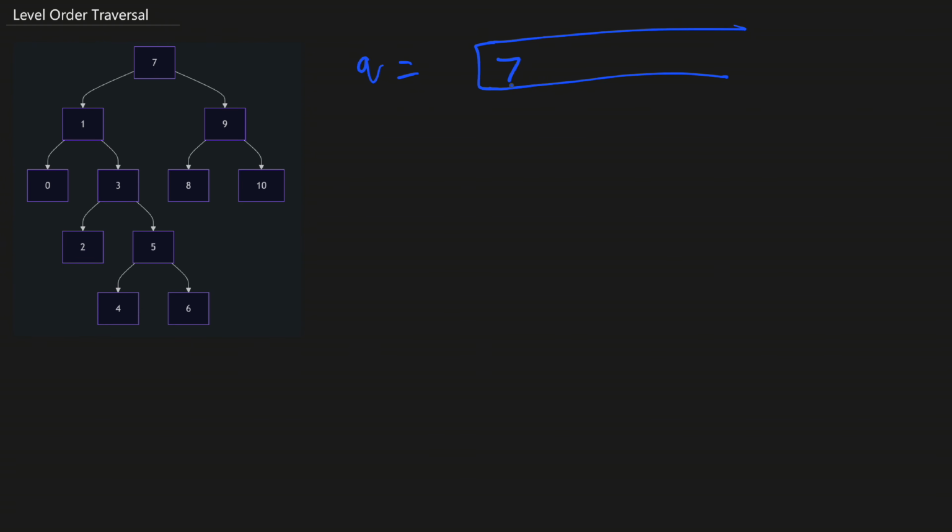Now let's see this in action. So the first node we pull out is 7, and add it to our visited or answer list and add its children 1 and 9 to the queue. Then we pull out node 1, add it to the answer list and enqueue its children 0 and 3 to the queue. Then the next node we dequeue is 9. We add it to the answer list and enqueue its children 8 and 10 to the queue.